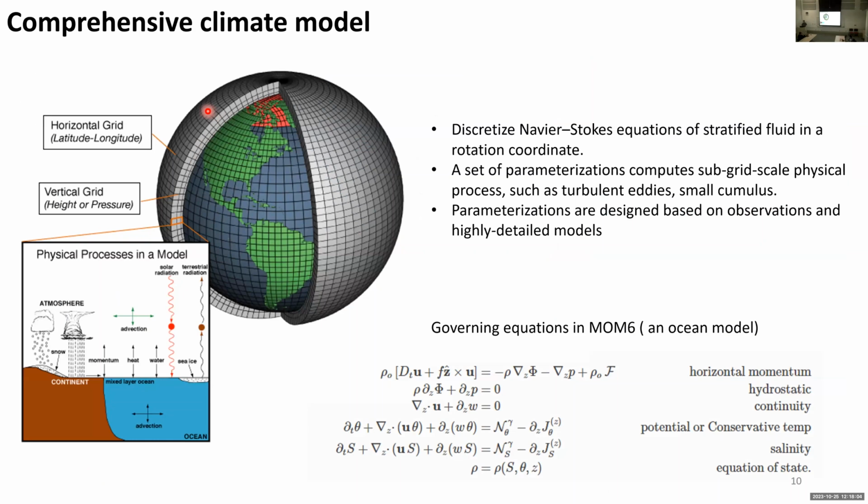And the climate model is not a black box. It's actually just solving the Navier-Stokes equations of a stratified fluid on a rotating coordinate. Like in the figure on the left, it is divided into little grid points, and we calculate the numbers in each box. Also, a set of parameterizations computes the subgrid-scale physical processes, very small-scale processes like turbulence, eddies, and small cumulus. For example, these equations are the governing equations of MOM6, an ocean model. Generally speaking, the total derivative terms are on the left, and the forcing terms are on the right-hand side.